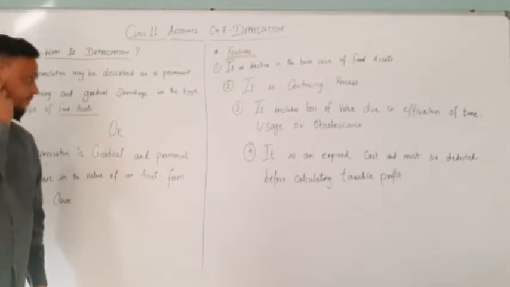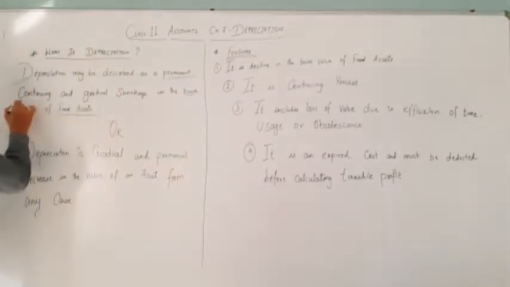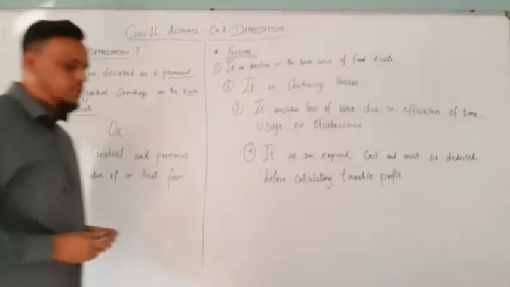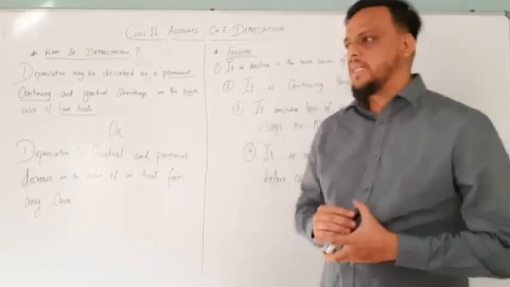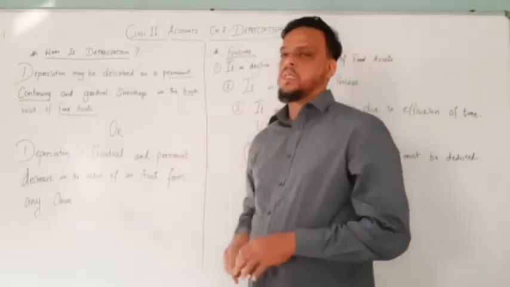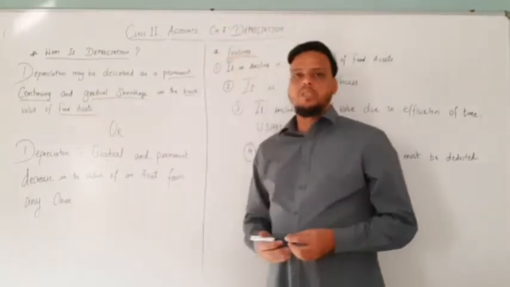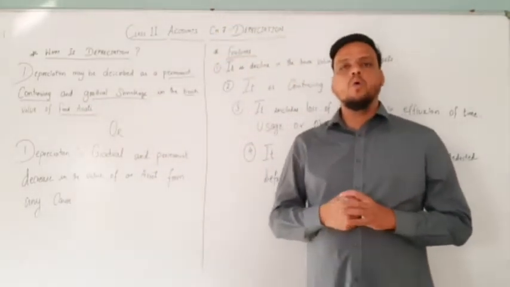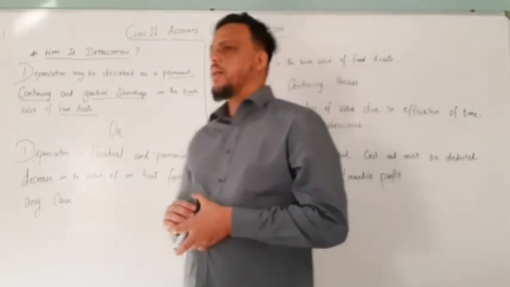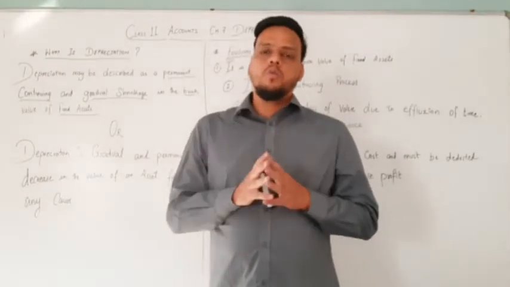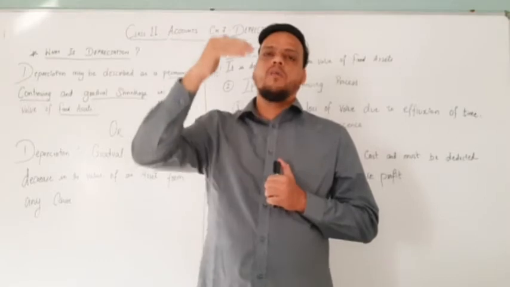Next point is permanent and continuing. We are talking about permanent and continuing. Depreciation is ultimately reduced every year, and it is applied on fixed assets. What about gradual shrinkage? The meaning of gradually is slowly, progressively reduced. Shrink means reducing. So what happens here? You do the depreciation work, but the value ultimately goes down, down, down.